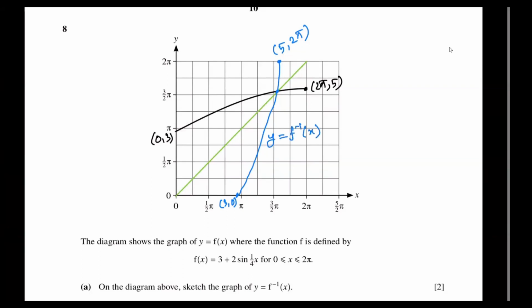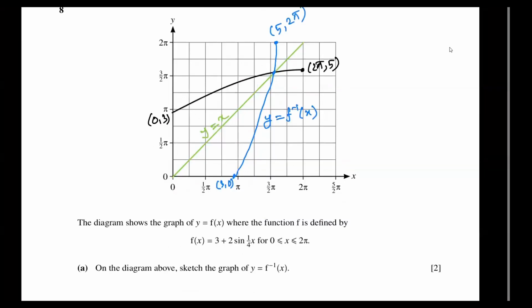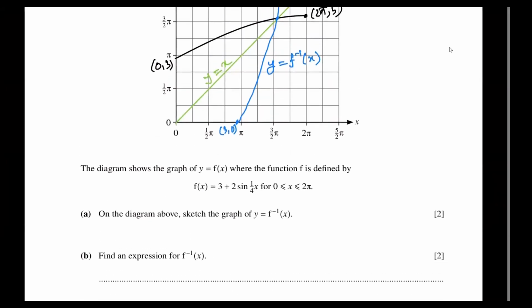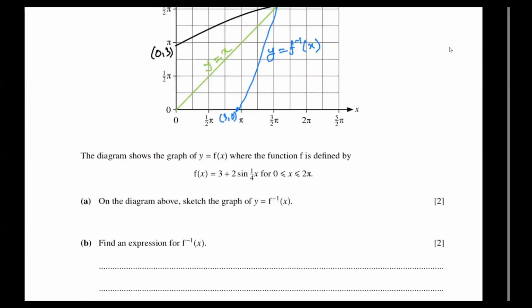Just reflect the graph of y equal to f(x) on the y equal to x line. This is the y equal to x line. That is y equal to f inverse x. Okay, that's part A. Now let's move on to part B. Part B, you have to find an expression for f inverse x.